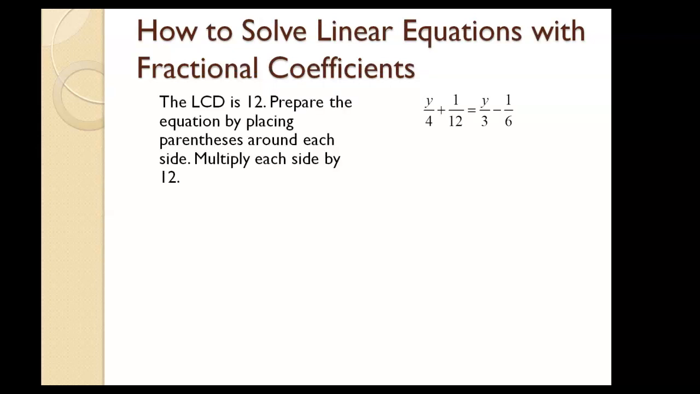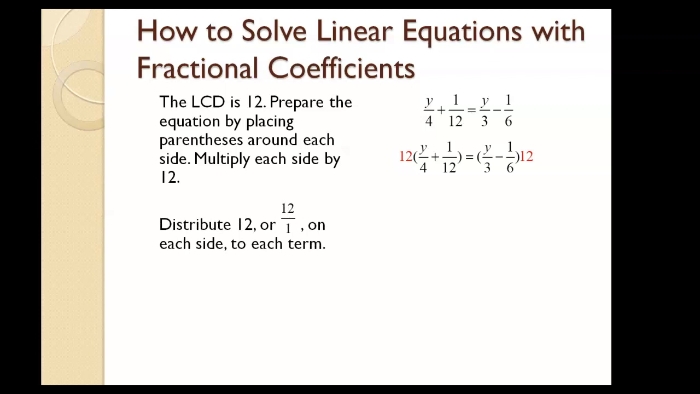So if you look at this equation, y over 4 plus 1/12 equals y over 3 minus 1/6, then the least common denominator is 12 because 4 goes into 12, 12 goes into 12, 3 goes into 12, and 6 goes into 12. So prepare the equation by placing parentheses around each side and then multiply each side by 12, then you will distribute that. So let's distribute 12. Remember, 12 is the same as 12 over 1.